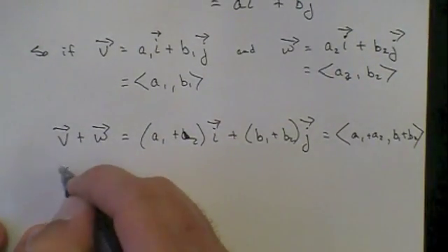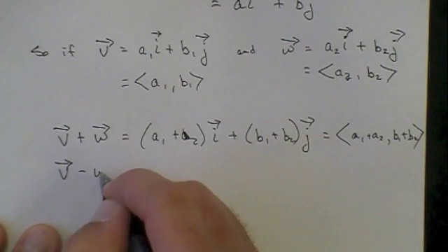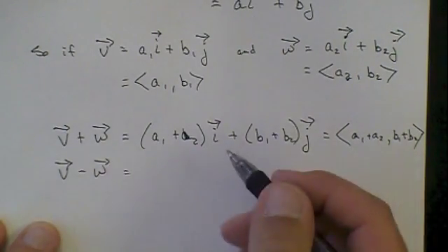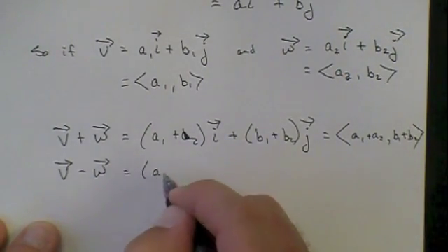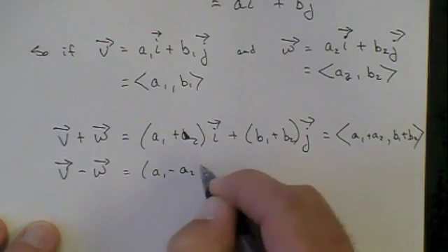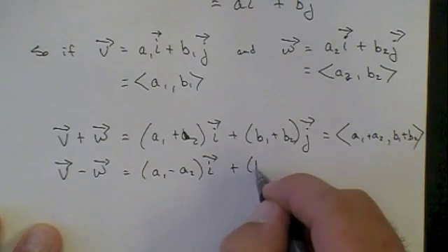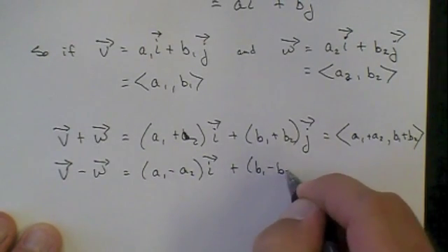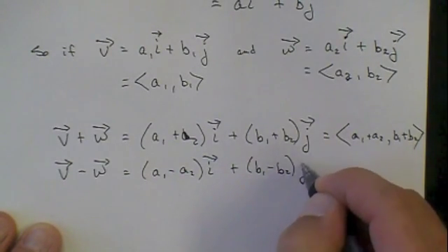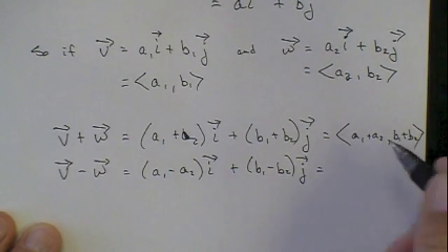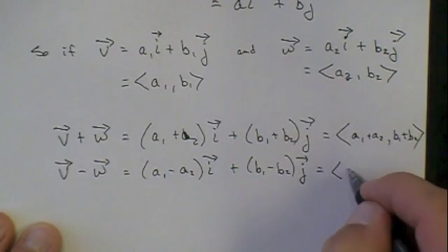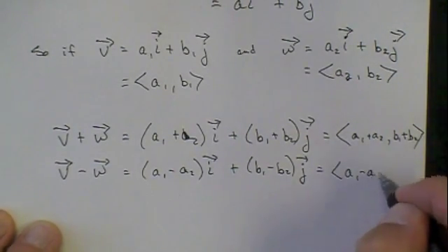If we're going to take the difference, then we would subtract those components. So now I'm going to take a1 minus a2 for my i component, and I'm going to take b1 minus b2 for that j component. And again, the components there would now be the difference in those.